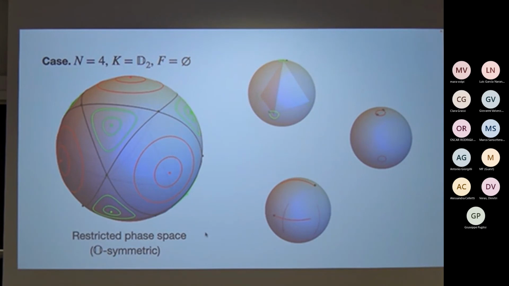So this is the picture that you get when you pick your group K to be D2, and you're working with a 4-vortex problem, and none of the vortices are fixed. So let me try to explain. This is the dynamics on the restricted space, or on the sphere. Each of these curves is the motion of the generating vortex.